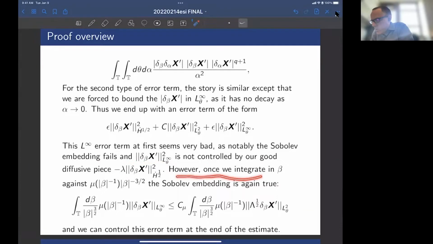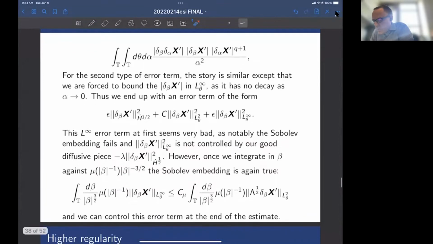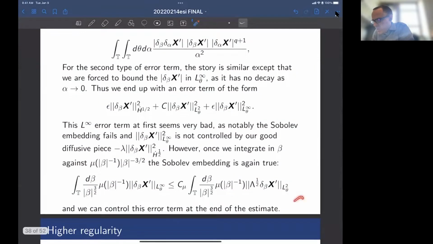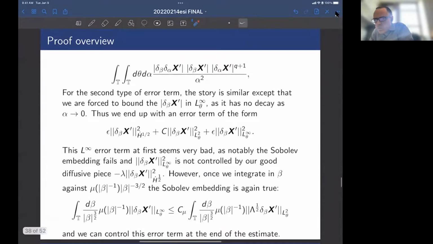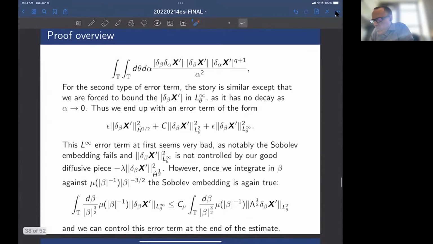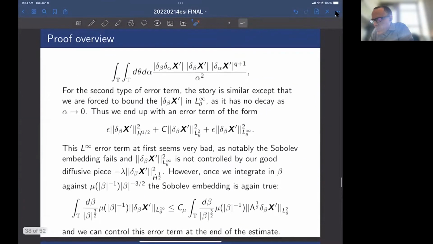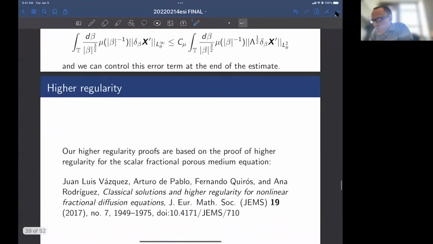However, fortunately, once we integrate in beta against mu times beta to the minus 1 times beta to the minus 3/2, we have this quantity. And there is a Sobolev embedding theorem. This is a Besov space type quantity with a mu regularity factor, and there is a Sobolev embedding for this Besov space. And so the logarithmic theorem holds here with the lambda to the 1/2. And we can control this error term at the end of the estimate. And so this saves us. So that's an example, I mean, this is a long paper, but this is just an example of two terms and how they work.